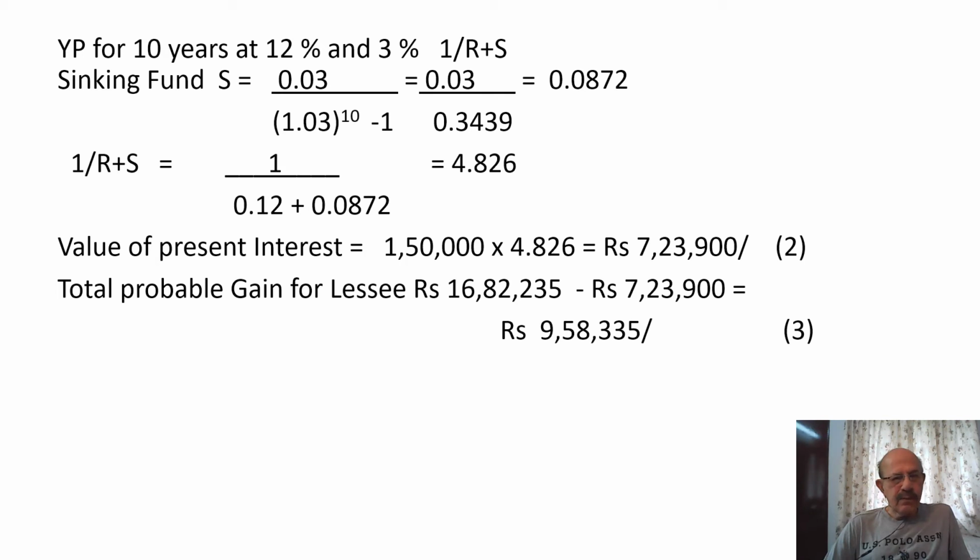So 1 divided by R plus S is equal to 1 divided by 12%, that is the rate of return, plus the sinking fund 0.0872, which is equal to 4.826. So value of the present interest is equal to 1,50,000 into 4.826, which is equal to rupees 7,23,900. Total probable gain for the lessee is equal to 16,82,234 minus the present interest 7,23,900, which is equal to 9,58,335.